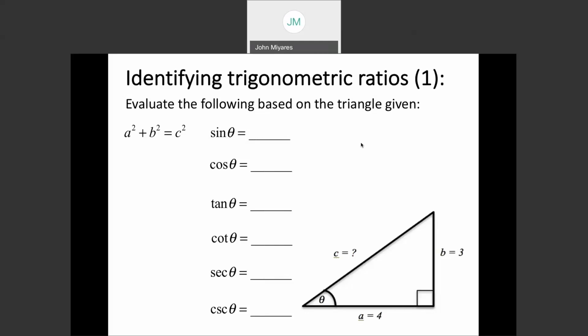So we'll set up the standard equation a squared plus b squared equals c squared and substitute in what we know: a equals 4, b equals 3. So that gives us 4 squared plus 3 squared, which is 16 plus 9, equals c squared. So simplifying the left side gives us c squared equals 25, and taking the square root of that gives us c equals 5. So the hypotenuse of this triangle has length 5.